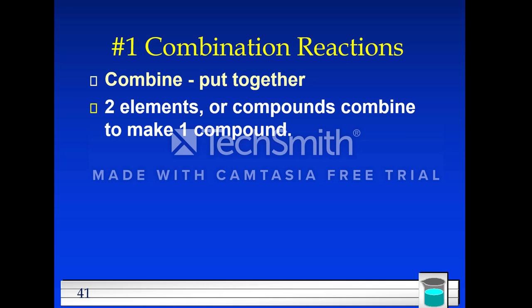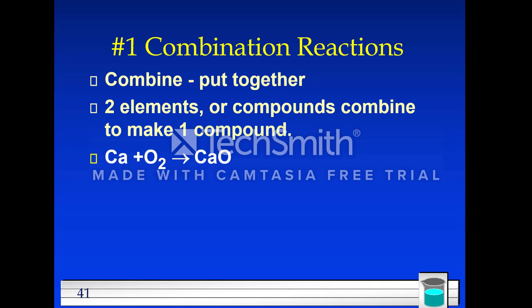Okay. So here's an example. Calcium and oxygen make calcium oxide. Okay, because I haven't balanced it yet. All I said was calcium and oxygen make calcium oxide, which is what that says, right? Calcium and oxygen makes calcium oxide.